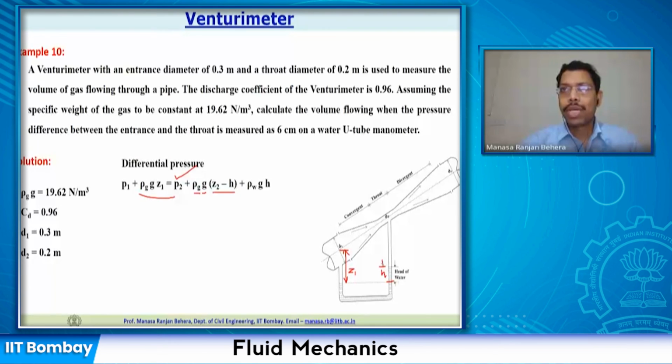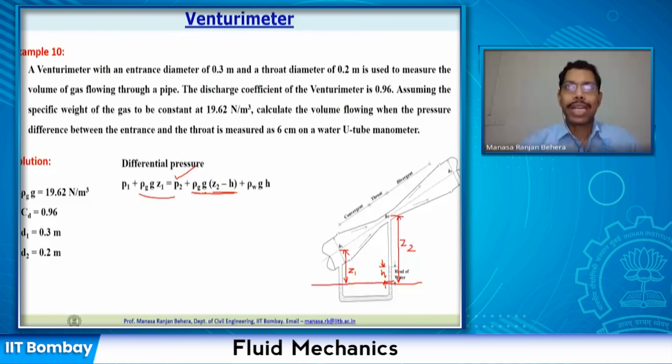So from here to here it is h. Now the distance all the way from this point to this point, let us say Z2. So basically Z1 and Z2 are the elevations from a reference. Let us say this is my datum. So this Z1 and Z2 are nothing but my datum head. Alright.